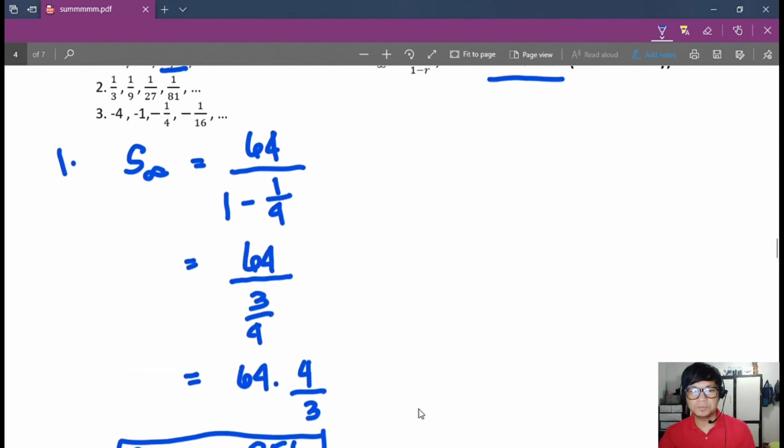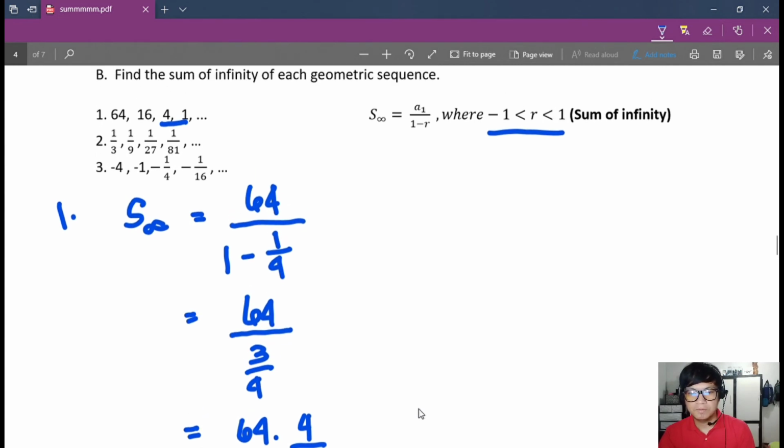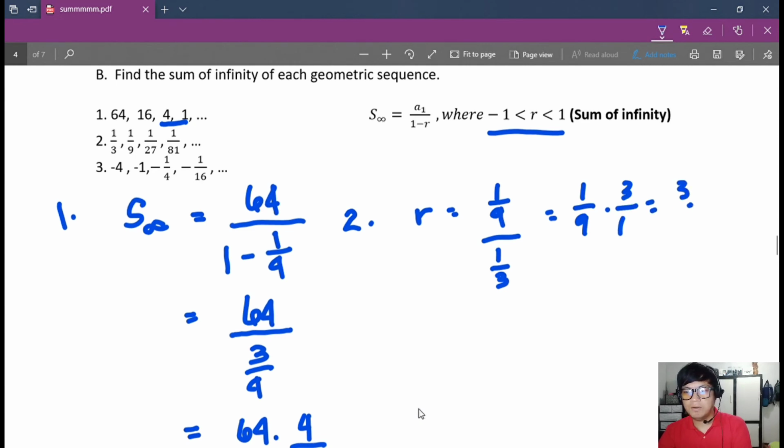Okay, let's proceed to number 2. For number 2, what is the common ratio here? So, the common ratio is, sige, solve natin ha. Common ratio is equal to 1 over 9 divided by 1/3. So that's 1 over 9 times reciprocal nitong denominator, that's 3 over 1. So 3 over 9 or 1/3. Divisible by 3. 3 divided by 3 is 1. 9 divided by 3 is 3. So the common ratio is 1/3.